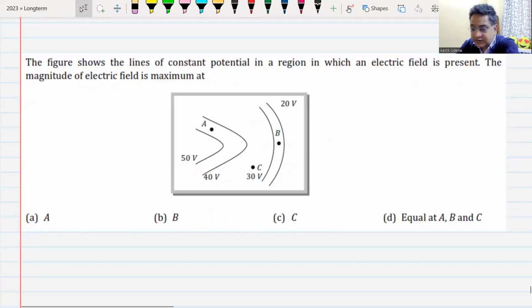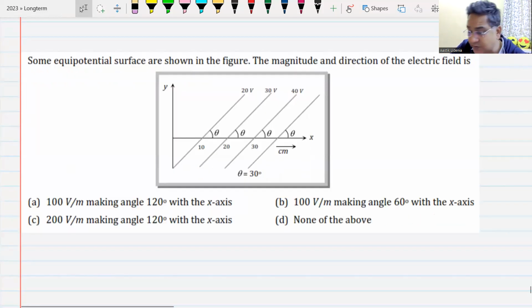Answer for this one first. Yes, what is the answer? Option B, sir. Do we understand this, sir? Yes, sir. This is the original question, sir. Some equipotential surfaces are shown in the figure. The magnitude and direction of electric field is. I will give you 1 minute to do this.